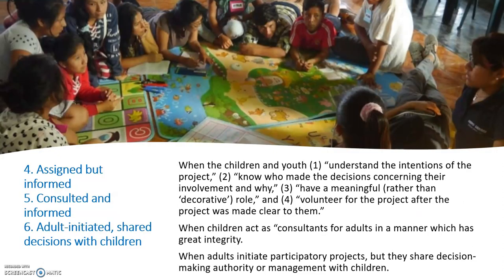Now, 4, 5, and 6 is still, so it's moving up the ladder, and it's included in Roger Hart's participatory cluster. And as we see, progressively, students are moving from being informed to actually getting the opportunity to influence what's taking place. So what's key here is that the youth, the children, they understand the intentions, they know who made the decisions and why, they have a meaningful role, and perhaps it's also voluntary, okay? And then children may even act as consultants for adults, but again, you can see it's moving towards the young person being informed, aware, voluntarily participating, and having some influence on the decisions that are made in relation to whatever event is taking place.